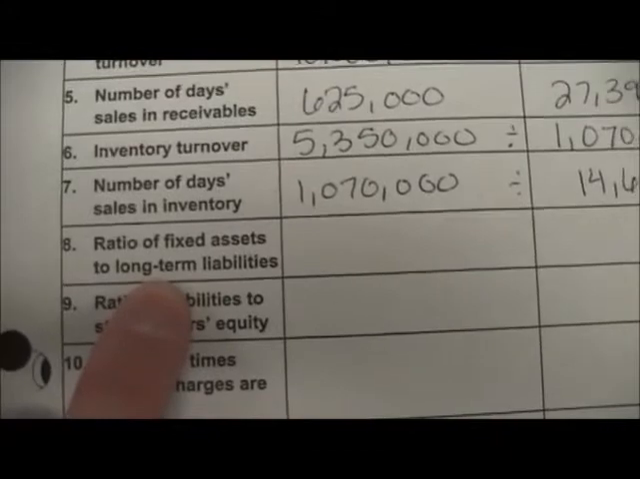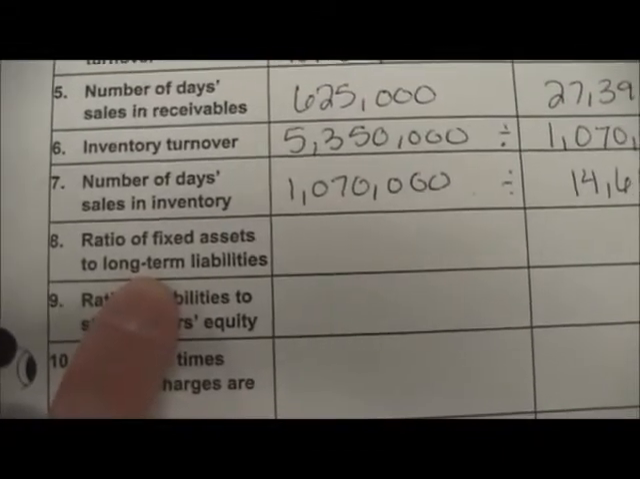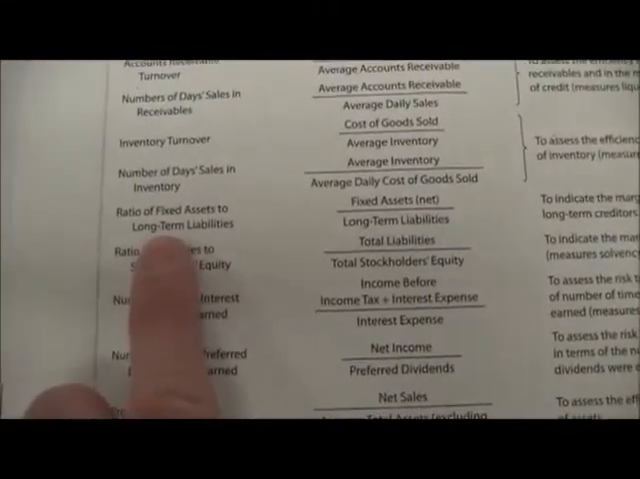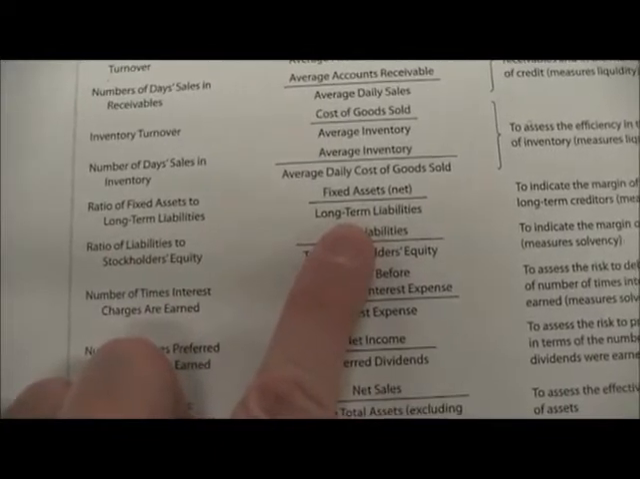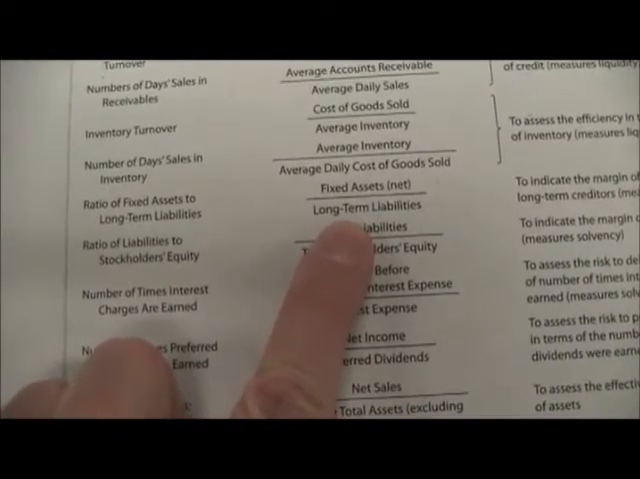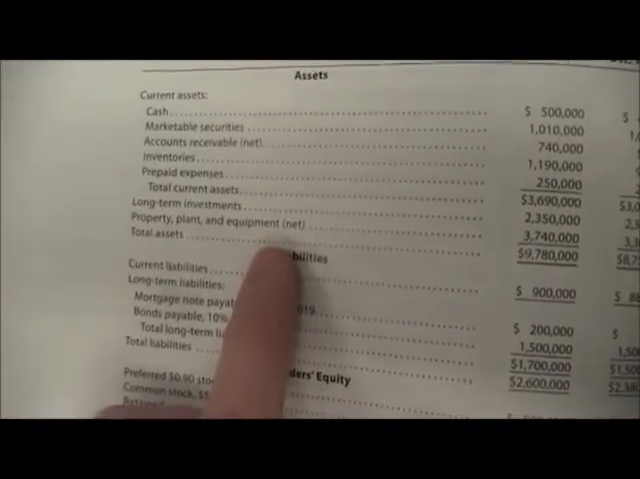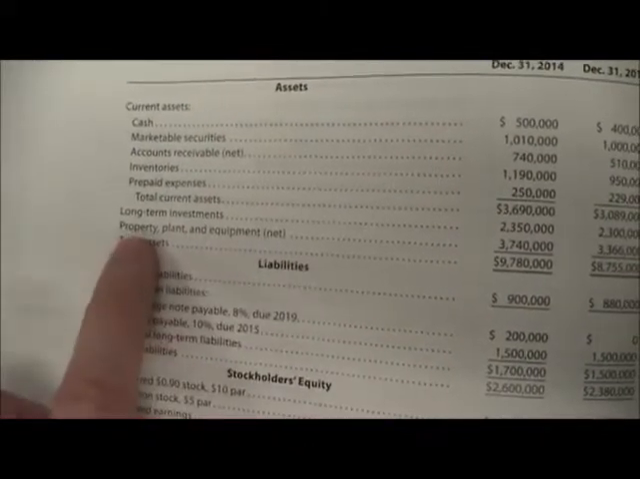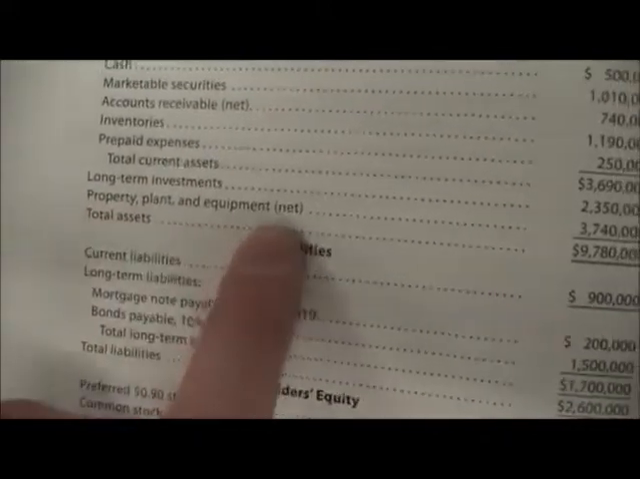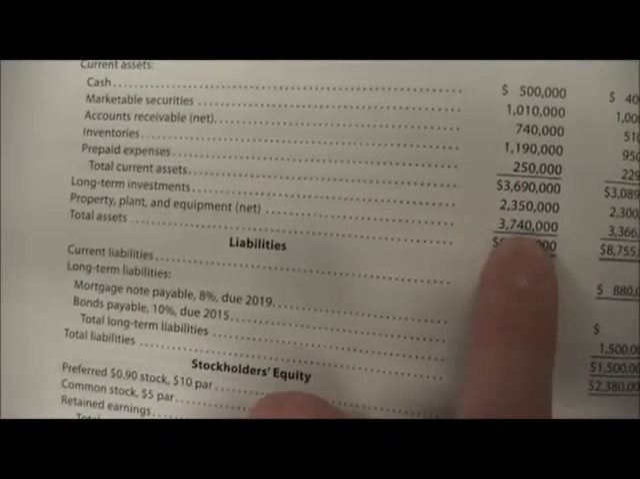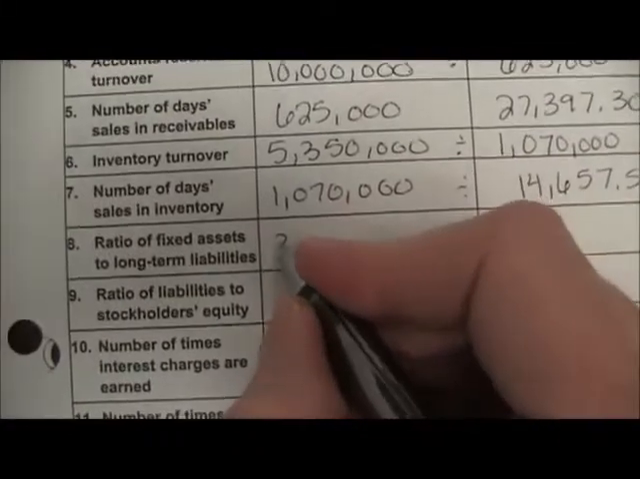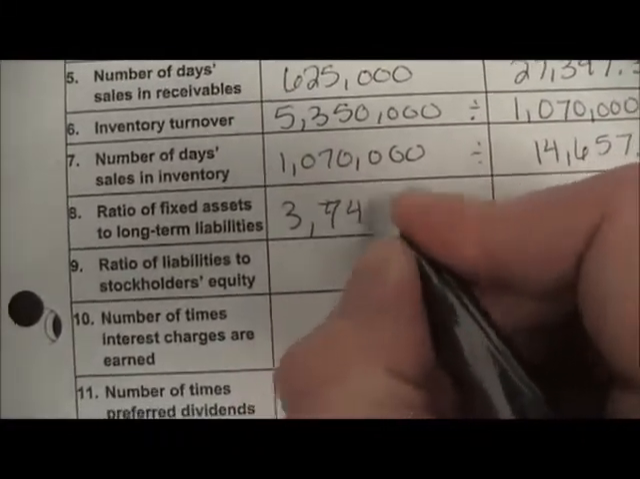Now, ratio of fixed assets to long-term liabilities. So I come up to my note sheet. Ratio of fixed assets to long-term liabilities are fixed assets divided by long-term liabilities. So I'm going to come over into my textbook to my balance sheet, to my assets section, and I want to find what are my fixed assets. And fixed assets are things like property, plant, and equipment. And it tells me that they are $3,740,000. So that's what my numerator is going to be, $3,740,000.